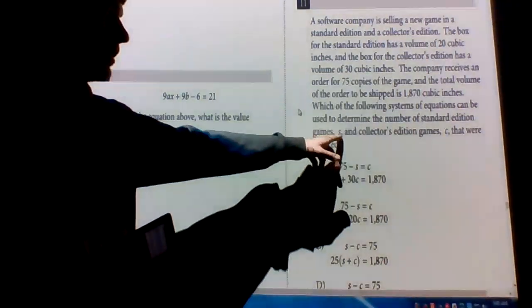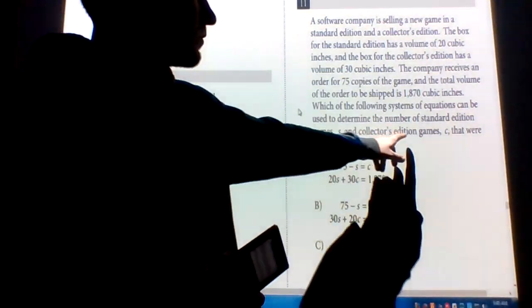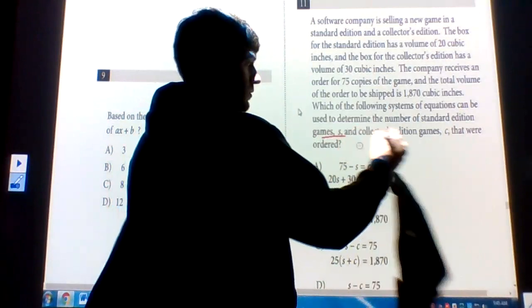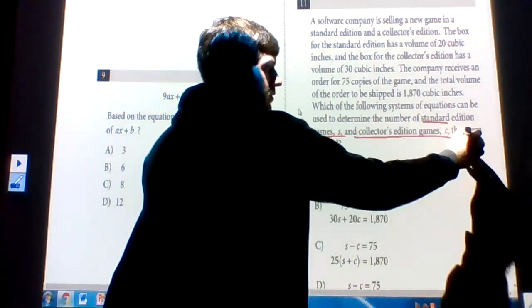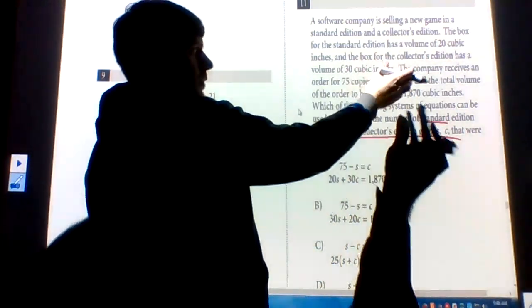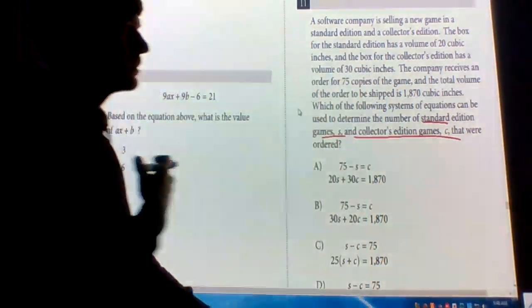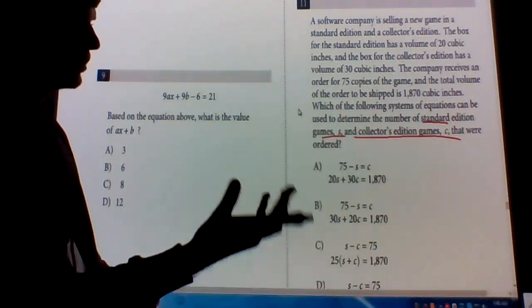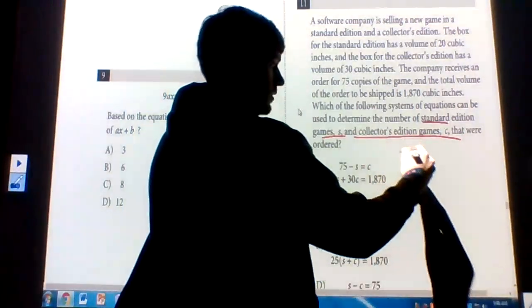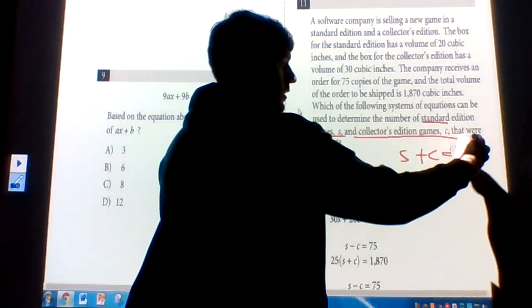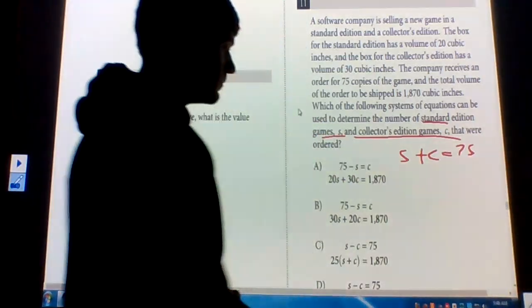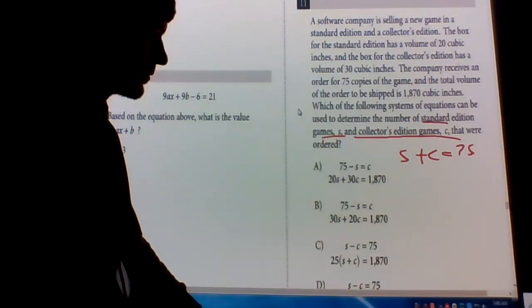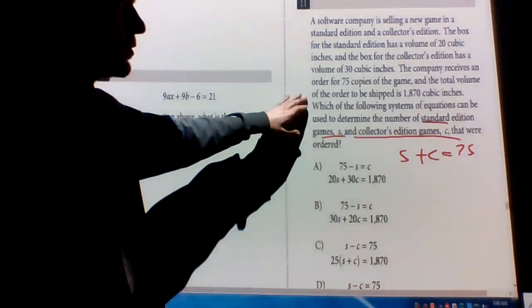So S is standard, and C is collector's edition. So standard is S, and collector's is C that were ordered. I remember it told us there were 75 copies of the game. So the number of standard edition plus the number of collector's edition is going to be equal to 75. Which is fine. And then they also give us the volume.